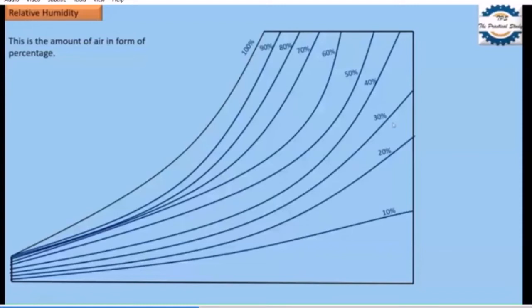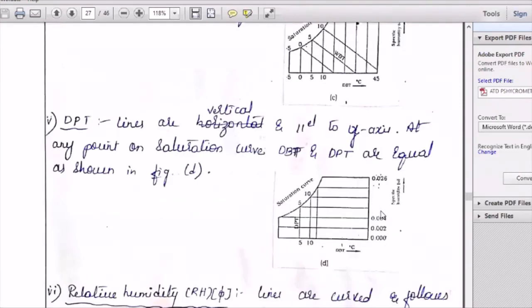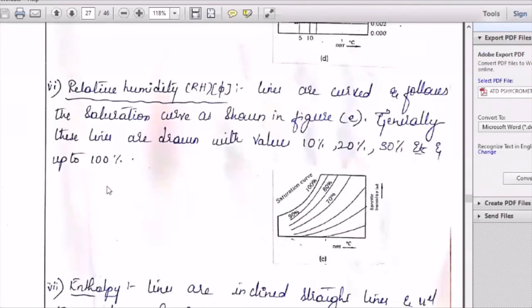This is the very easy parameter, the easiest line or curve which can be identified in a psychrometric chart. Even that is shown in your notes. Check out the notes where relative humidity lines are curved and follow the saturation curve as shown in the figure. Generally, these lines are drawn with the values 10%, 20%, 30%, and up to 100%. So this is how the relative humidity curves are identified from your chart. Please note down and write this in your notes.